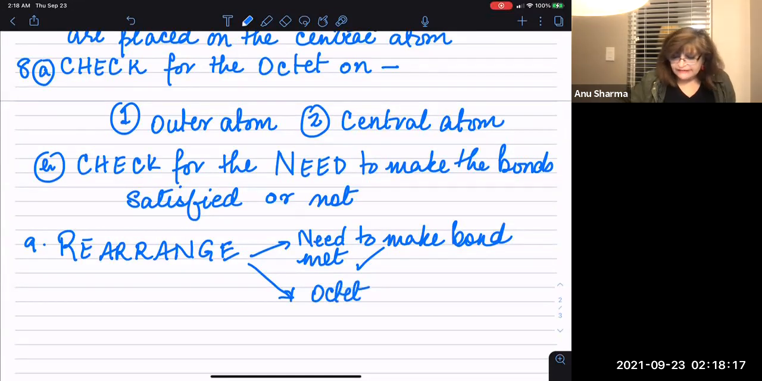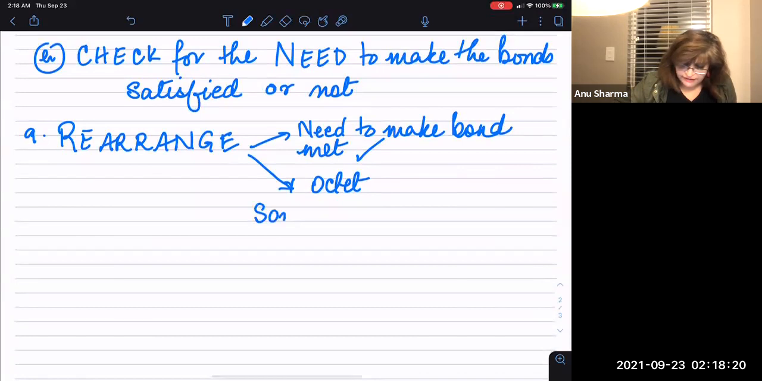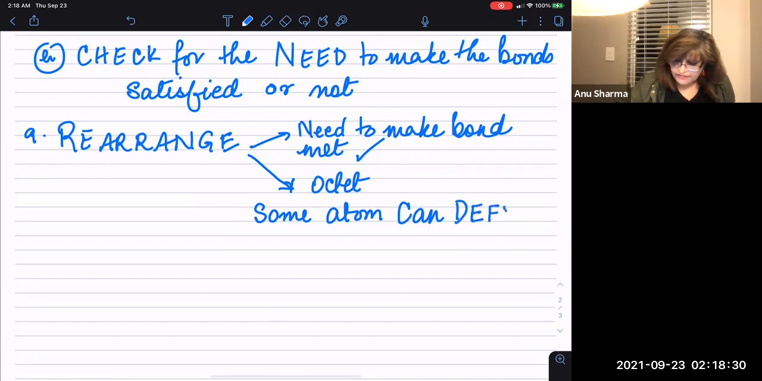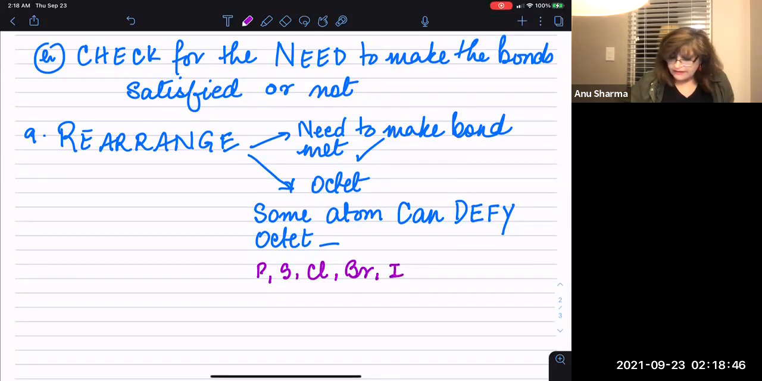Second thing is check for the octet. Now remember that some atoms do defy the octet, okay? It's not all the time that they will follow. If they are defying it, then you just don't worry about it. And which ones are these? This is phosphorus, sulfur, chlorine, bromine, iodine, and xenon. These guys can defy. They can follow the octet rule and they can not follow the octet rule, depends.